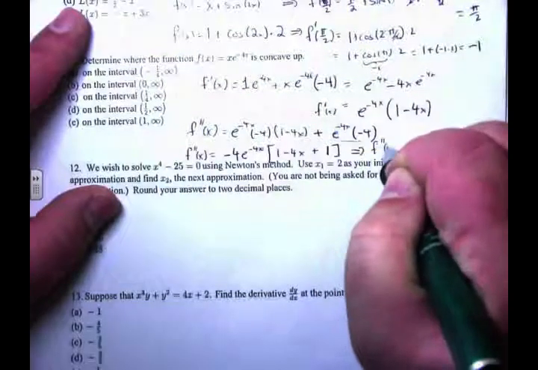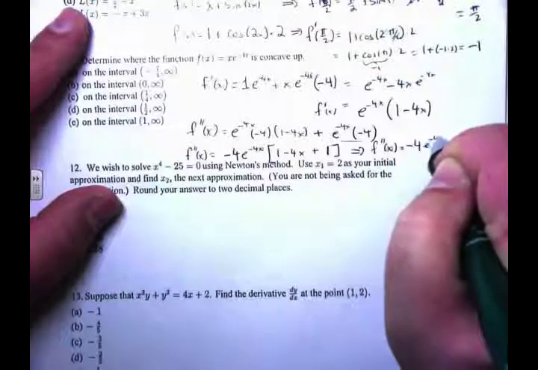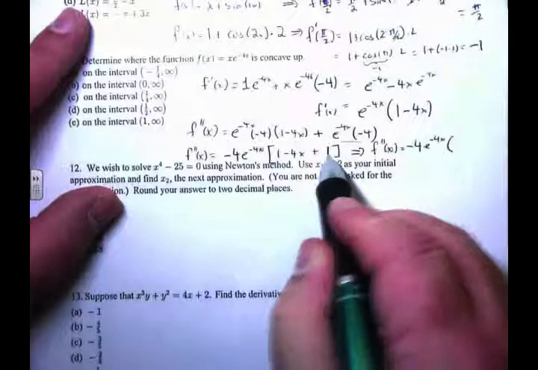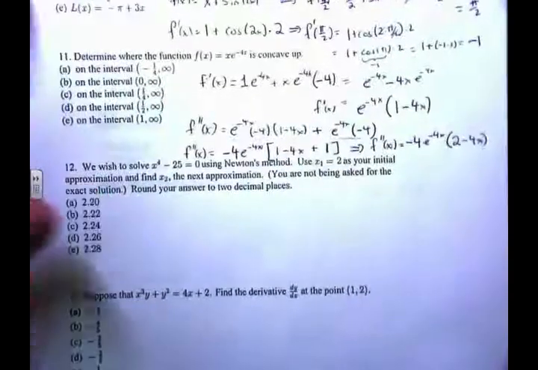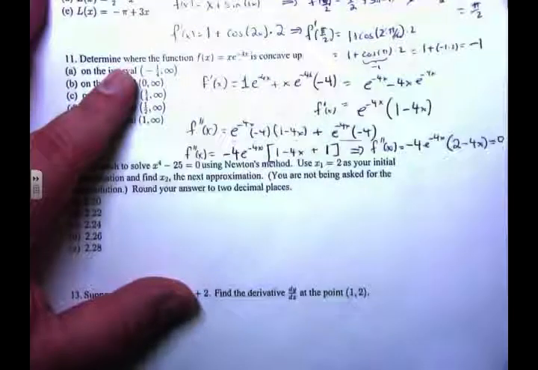This tells me f double prime of x is equal to negative 4 e to the negative 4x times, what is 1 plus 1? 2 minus 4x. To find intervals of concavity, the first thing I have to do is get my second derivative. The second thing I have to do is set it equal to 0 to find these possible inflection points. Does that make sense? So I'm going to set this equal to 0.